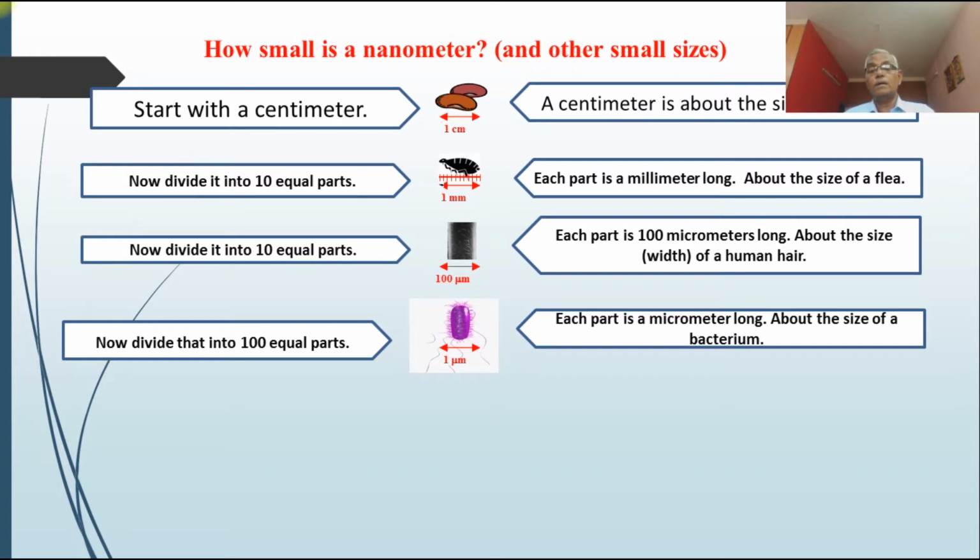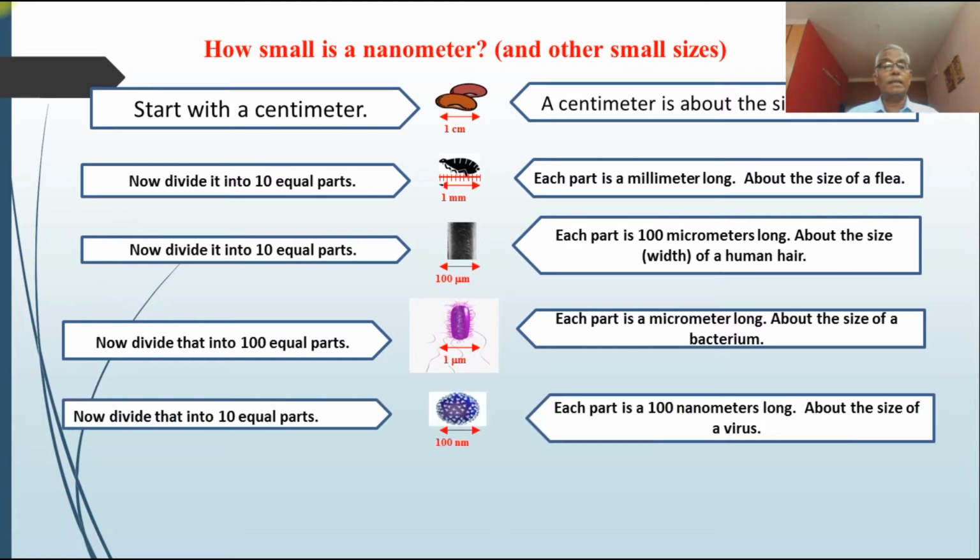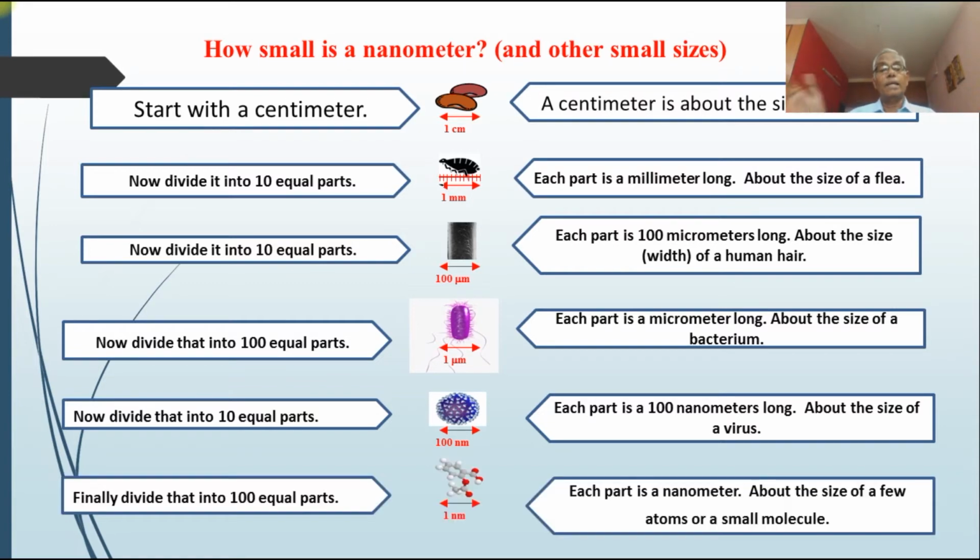Now again we divide that human hair by 100, so each part is a micrometer long, about the size of a bacteria. And now we divide that into 10 equal parts. Then each part is about 100 nanometer long, about the size of a virus. And now if we divide that into 100 equal parts, one part is about 1 nanometer, about the size of a few atoms or molecules come together.